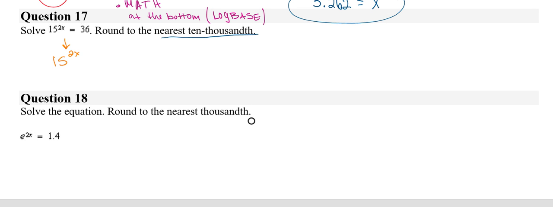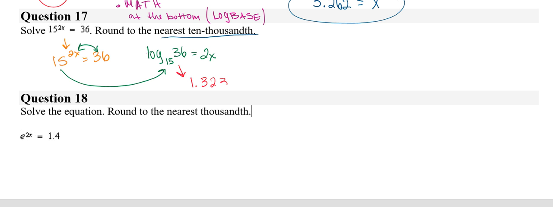15 to the 2x equals 36. You've got to switch it to log. So I'm going to write the word log. I'm going to take my base here, 15, and make it a baby. Swap these two numbers. Now the 2x is on the right side. Figure out what this number is. 1.3232.